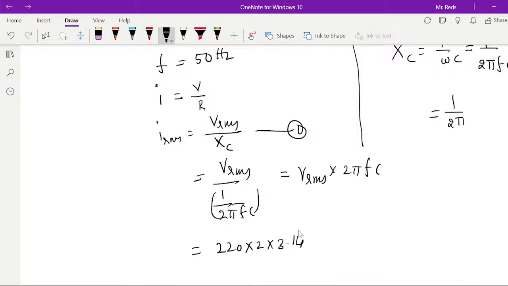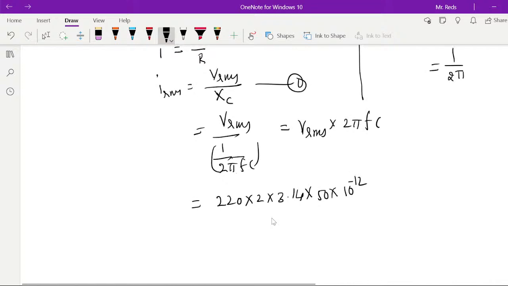Again, observe the options. If the options are in terms of pi, don't substitute the pi value, otherwise substitute it. So question number 14, right? They are not given in terms of pi, so substitute the value. 3.14 into F, which is 50, and C capacitance is 1 into 10 to the power minus 12, 1 picofarad.